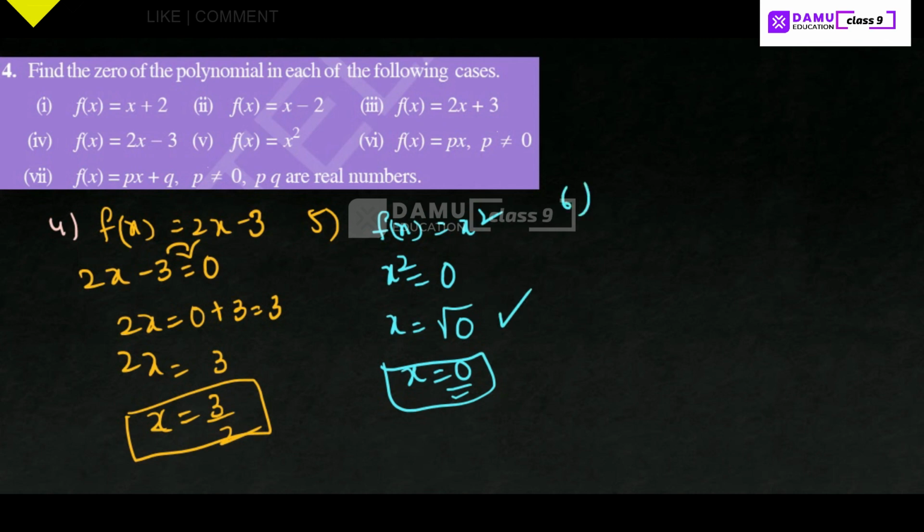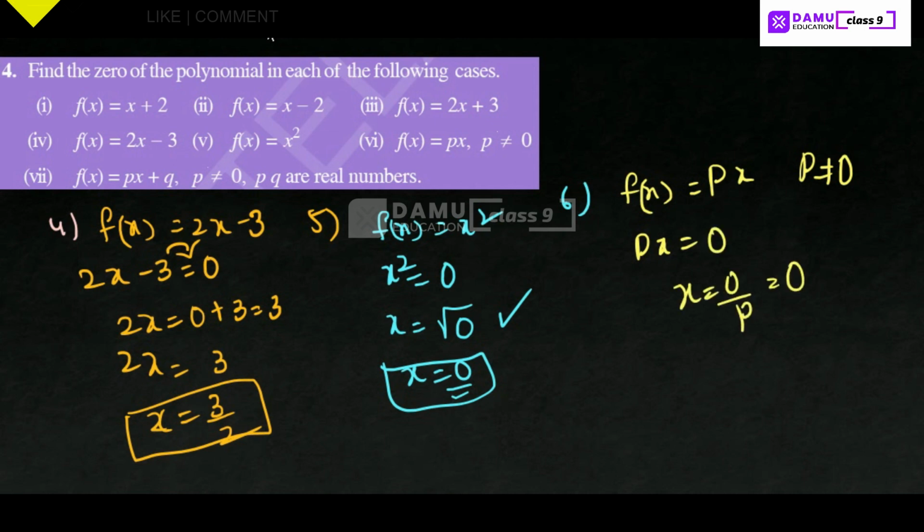Then what is the sixth one? Our sixth one is f of x is equal to px, where p should not be equal to 0. Then px is equal to 0. So here p times x is equal to 0. Then x is equal to 0 by p. That is 0, since 0 by anything is 0. Then the answer is x is equal to 0.